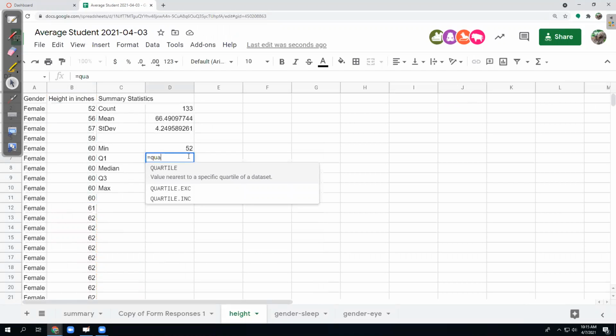Quartiles. So here we have the quartile command, quartile exclusive, quartile inclusive. So in Sheets, quartile and quartile inclusive are the same. If I was going to send this to somebody that uses Excel, they would appreciate the quartile inclusive instead. So I'm going to go for that one, but it does the same thing as quartile. We'll never use quartile exclusive.